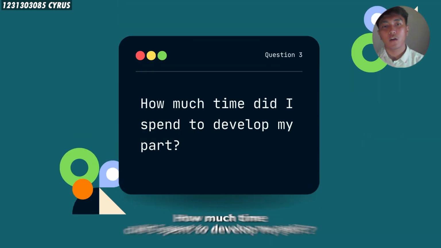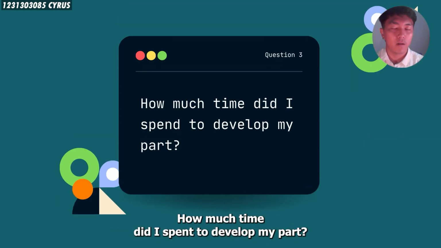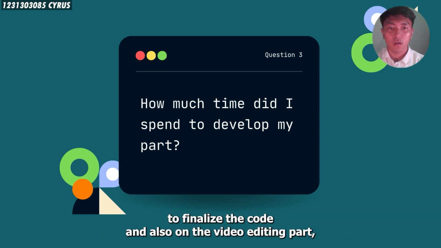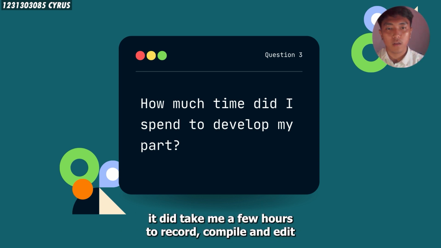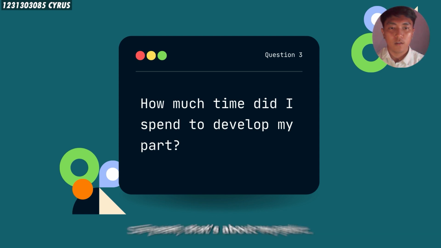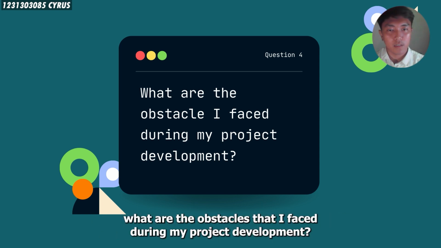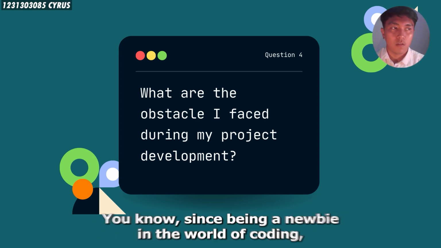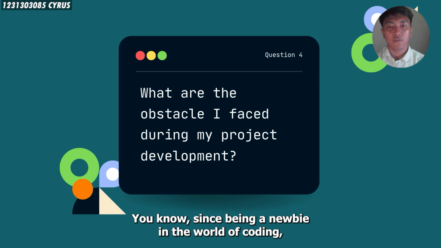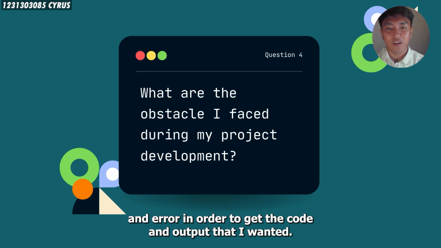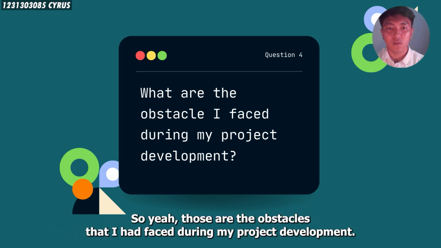For the third question, we got how much time did I spend to develop my part? Well, overall, it took me a few days with the help of my group mates to finalize the code. And also on the video editing part, it did take me a few hours to record, compile, and edit all of the videos together. So yeah, that's about my part. And lastly, what are the obstacles that I faced during my project development? Since being a newbie in the world of coding, I had to spend a lot of time troubleshooting and going through trial and error in order to get the code and output that I had wanted. So yeah, those are the obstacles that I had faced during my project development.